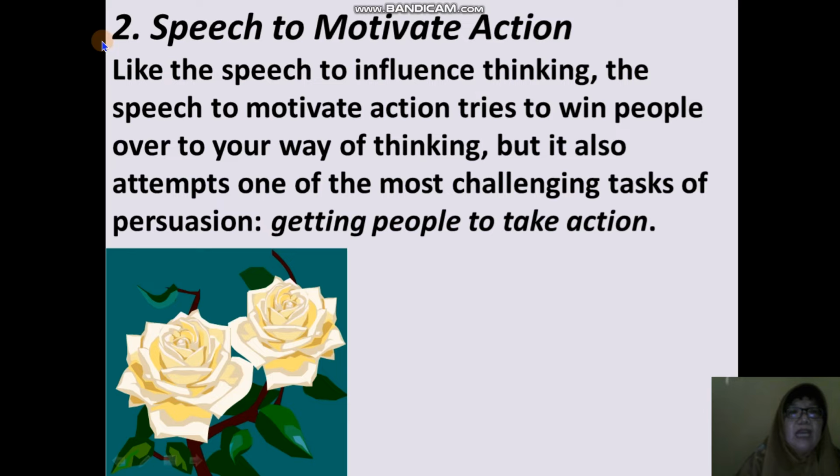The second type of persuasive speech is a speech to motivate action. Like the speech to influence thinking, the speech to motivate action tries to win people over to your way of thinking, but it also attempts one of the most challenging tasks of persuasion. What is that? It is getting people to take action.